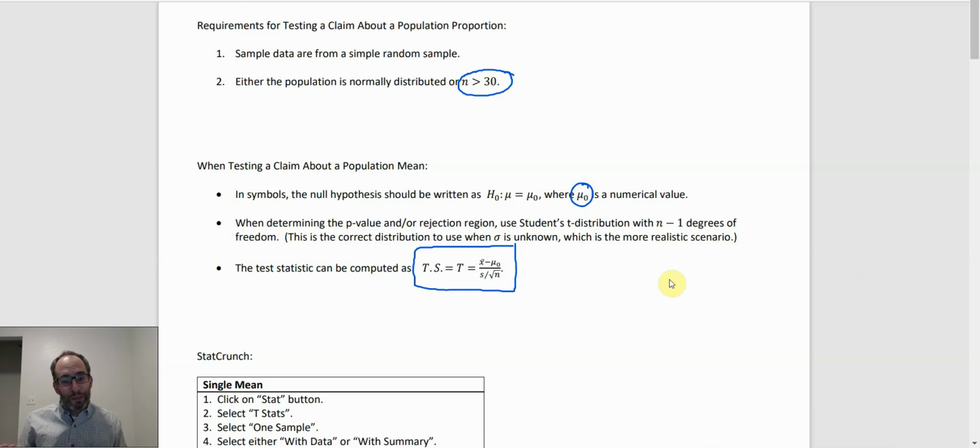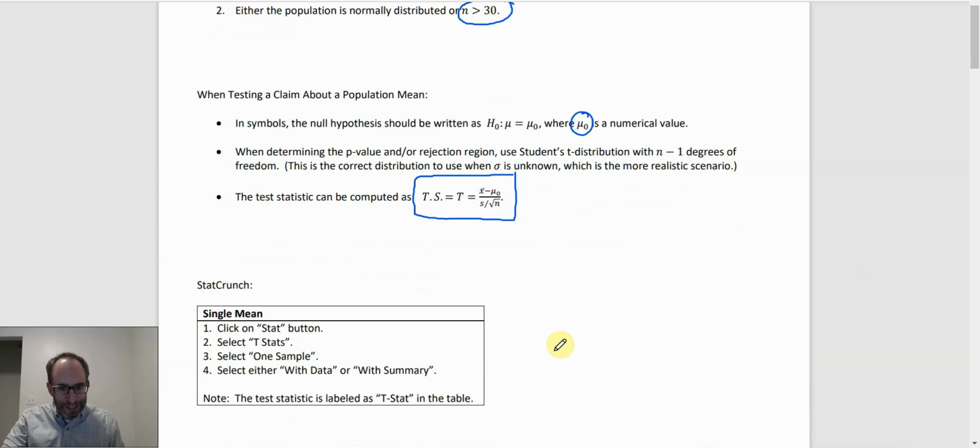If you're going to grind it out by hand, the computation for a mean actually isn't that bad, because you don't have that big root in the denominator anymore. But I think what most people are going to pick is this down here at the bottom of the page, to do it with StatCrunch, because then you don't have to do any of the algebra. So stat button, you go to t-stats, and then one sample, and for what we're going to do, it's almost always going to be with summary. There are ones in chapter 9 where we end up using with data, but for right now, we're just going to be using with summary.